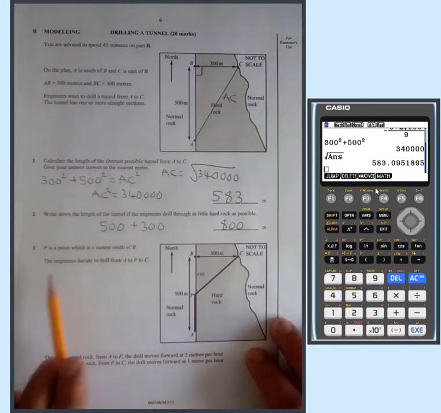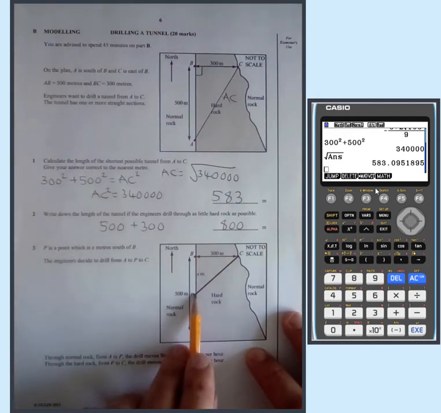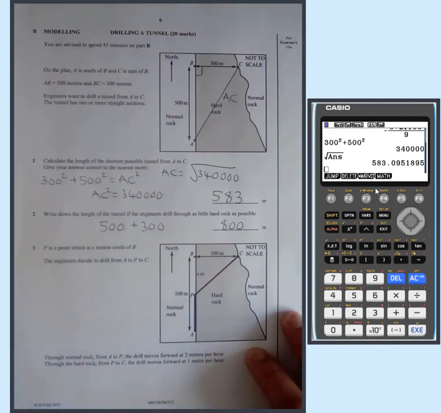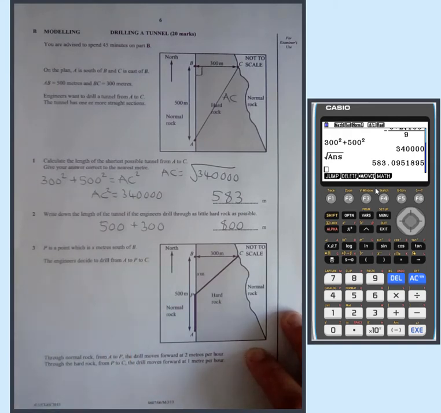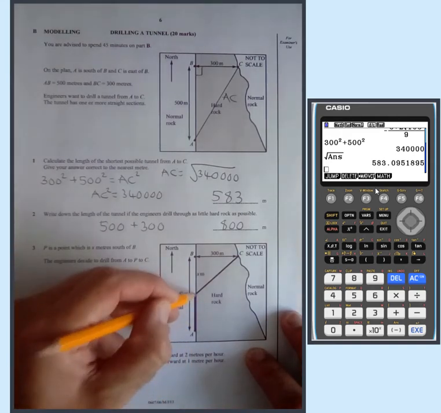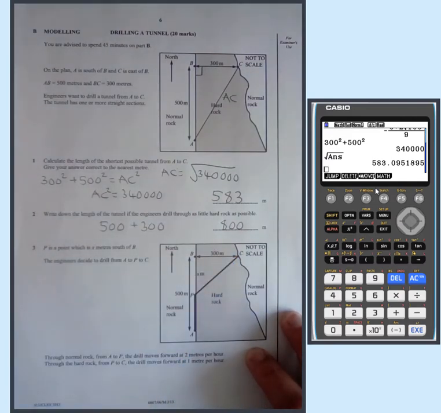Point P is a point X meters south of B. So we have a general point P. Whenever they bring in an X, it means something that can change. P is X meters south of B. The engineers decide to drill from A to P and then from P to C. So they go through the normal rock here and then through the hard rock.